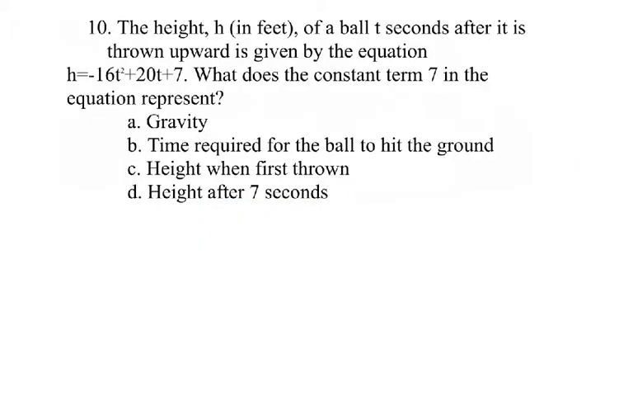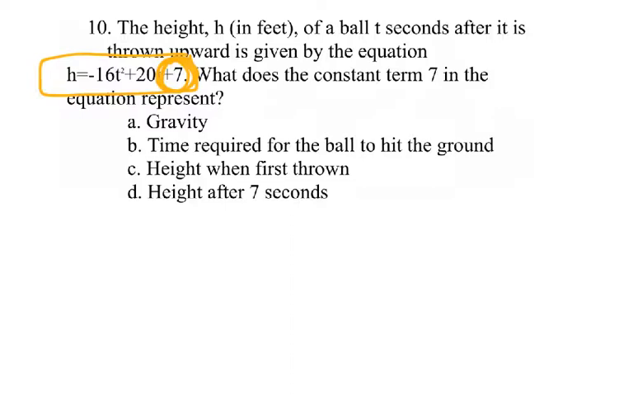Alright, this one is just about interpreting an equation. So here's your model, and you're talking about height, and you're talking about seconds. So we want to know, what is the constant? So that number 7, what does 7 represent? So does it represent gravity, time required for the ball to hit the ground, the height when first thrown, or the height after 7 seconds?